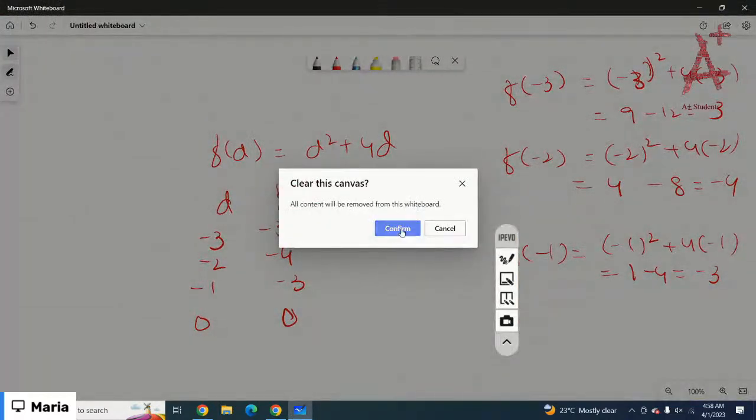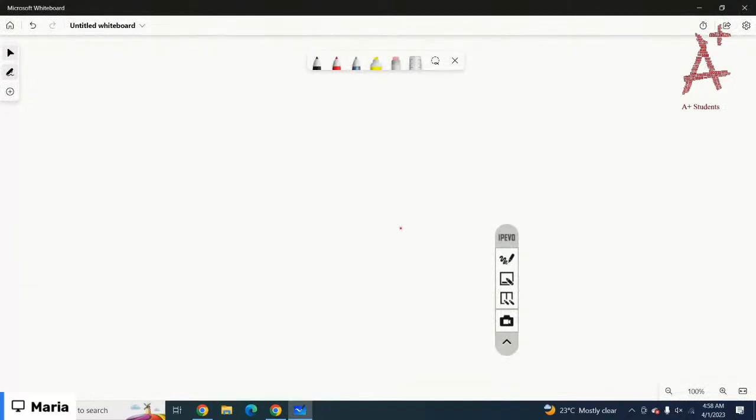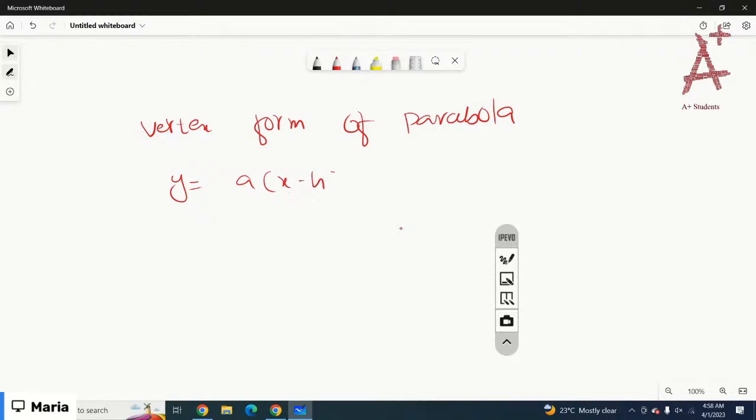Wait, let me just write it down on the board. The vertex form of the parabola is y equals a times x minus h square plus k. So basically h and k are the vertex here. Got it?